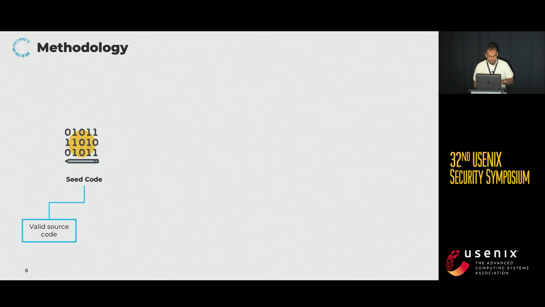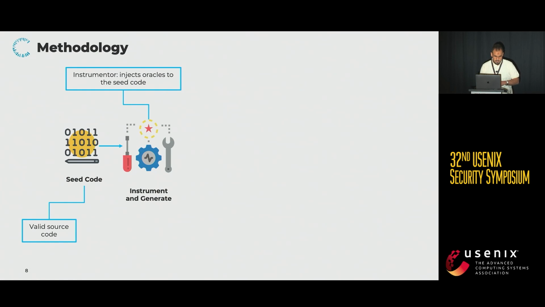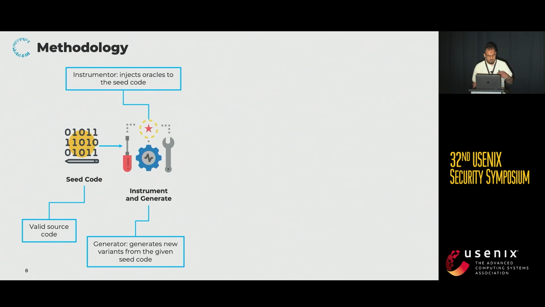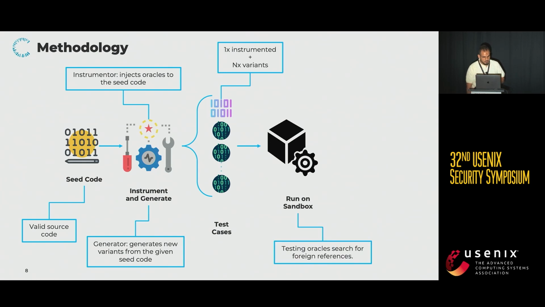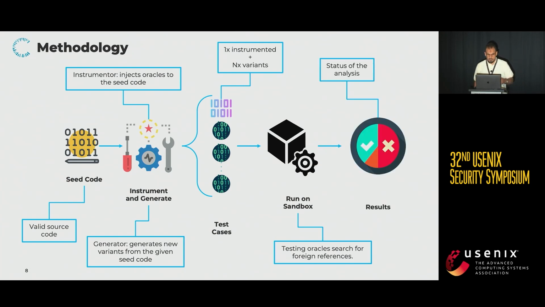To explain our tool, we start with a seed code that can be any valid source code in JavaScript, and we put it into instrumentation and generation mode. The instrumentation injects oracles to check inside the seed code, and the generator generates more variants according to specific criteria. Then we have several test cases. We run them on the sandbox, where the aim is to look for those foreign references through the test oracles. After that, we get the results and see how strong or weak that sandbox is.